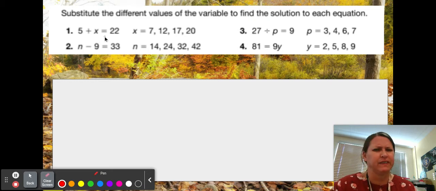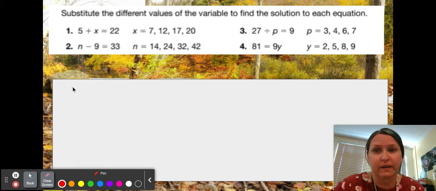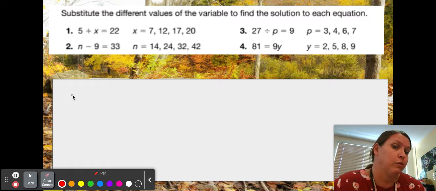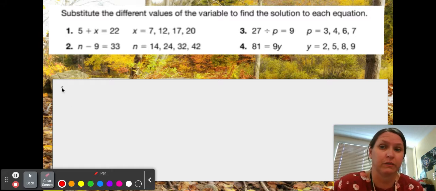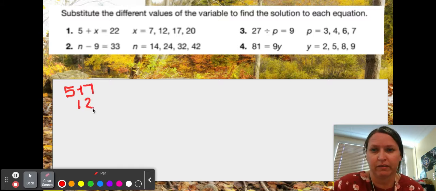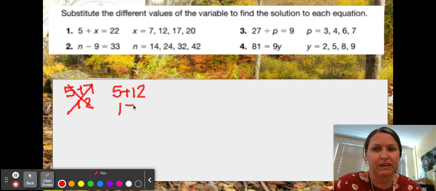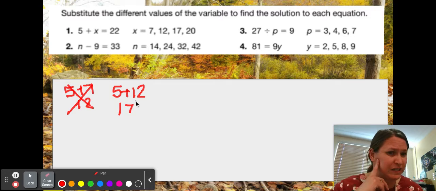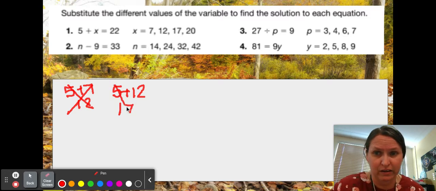Okay, so we're going to work through a couple of examples now. So if I have 5 plus x equals 22, I need to substitute 7, 12, 17, and 20 in for x to figure out which one plus 5 equals 22. So I'm going to do 5 plus 7. Well, 5 plus 7 is 12. That doesn't work. Let me do another one. Let's do 5 plus 12. 5 plus 12 will give me 17. Well, I'm looking for 22, so that's not right either.